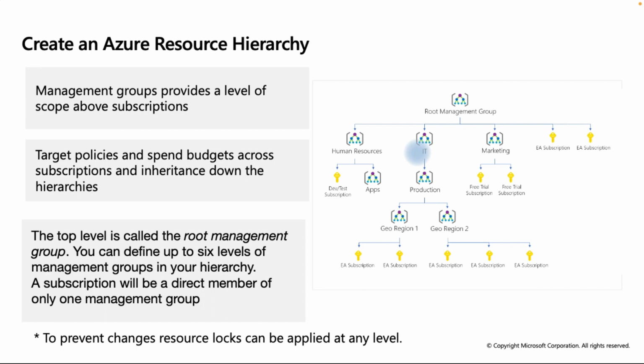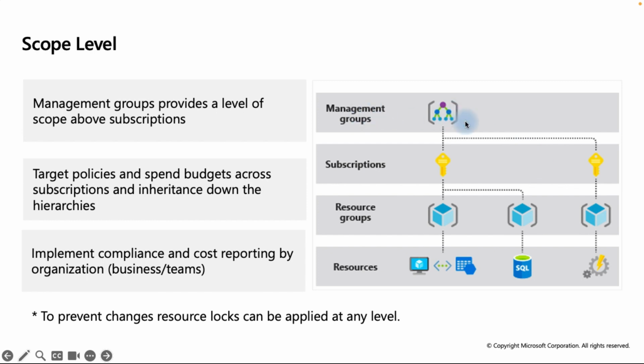So we will go to the scope level now. Here you can see the scope levels: management group, subscription, resource group and resources. This is the scope you can define. But the top level is always called the root management group. If you apply any resource or policy at one level of your hierarchy, it propagates down to the lower levels. So if you apply a policy here, it will be inherited by all the resource groups. Okay, a very important point I will tell you.